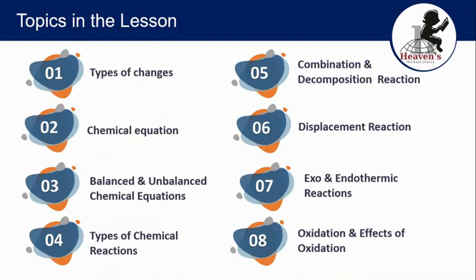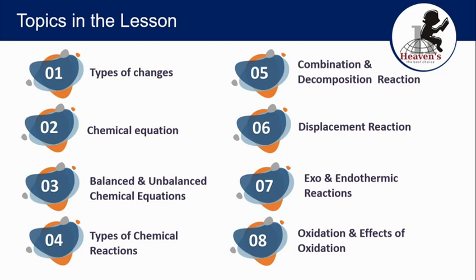So the topics discussed in this lesson are types of chemical changes, chemical equations, balanced and unbalanced chemical equations, types of chemical reactions, combination and decomposition reactions, displacement reaction, exothermic and endothermic reactions, oxidation and effects of oxidation in our everyday life. Okay, so these are the topics discussed in this lesson.